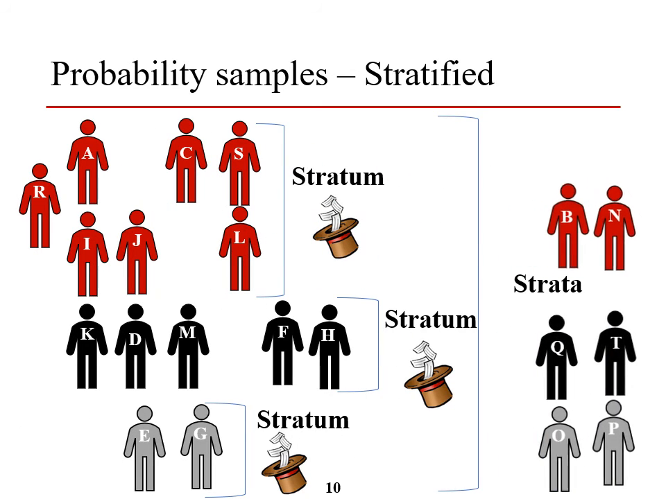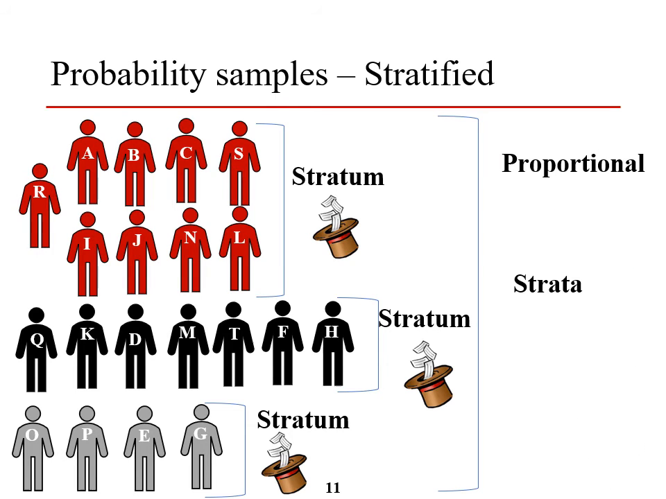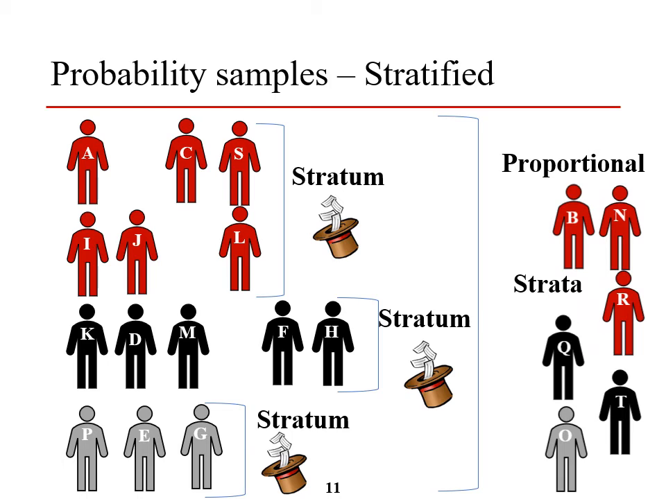However, this would result in a disproportional stratified sample because there are a much larger proportion of people in the red subgroup than in the other 2 subgroups. So to achieve a proportional stratified sample with 6 in our sample, we would most likely need to get approximately 3 from the red and 2 from the black and 1 from the gray, as gray represents the smallest proportion in comparison to the red subgroup.